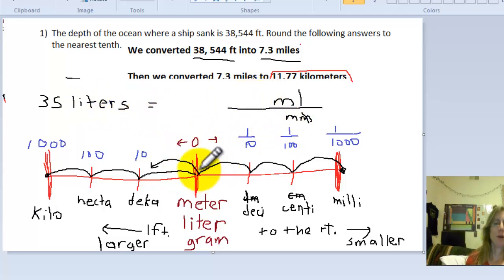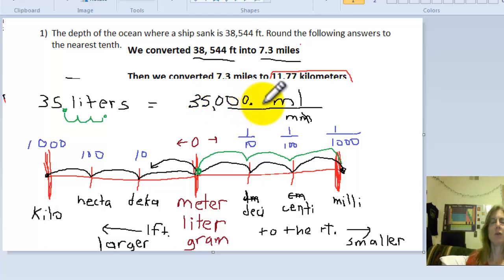Okay, so we're going from 35 liters, so we are in our liters. Let's use a different color. Let's see, it's green. We're starting at the center because liters is in the center. We're going to milliliters. So that's 1, 2, 3 decimal places to the right, which is, here's your decimal. 1, 2, 3. Now I'm moving it over here. So our answer will be 35,000 milliliters in 35 liters.